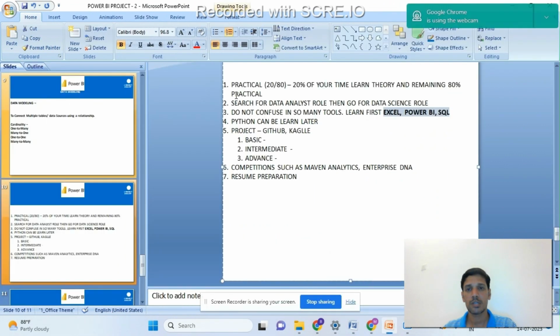So please remember these 7 points. Again, I am just highlighting this one. Practical, more practical, the 20 by 80 principle: 20% of your time learn theory, remaining 80% do practical. Search for a data analyst role rather than directly jumping into a data science role. Do not get confused by the many tools available in the market. Learn Excel, Power BI, and SQL first. Python can be learned later.